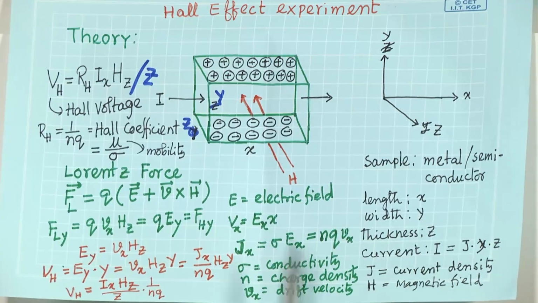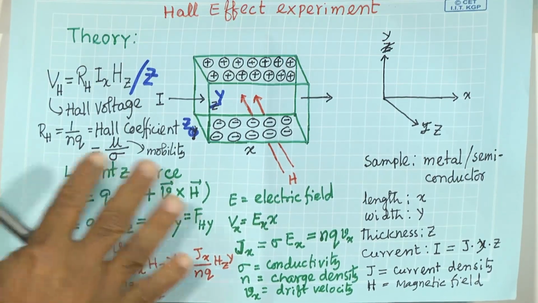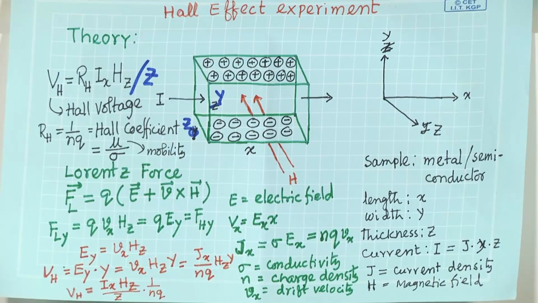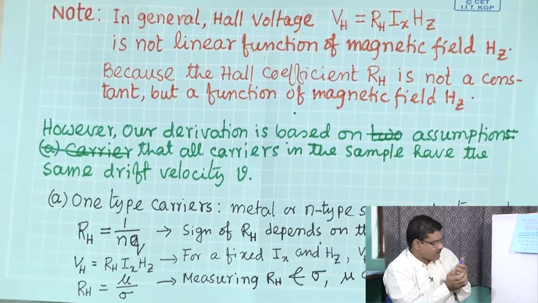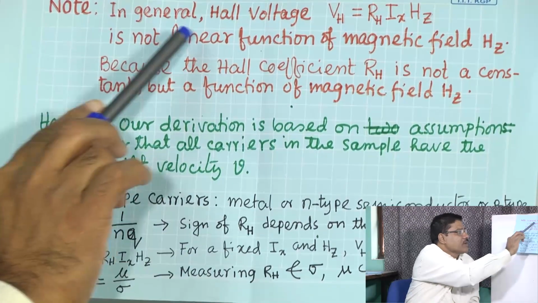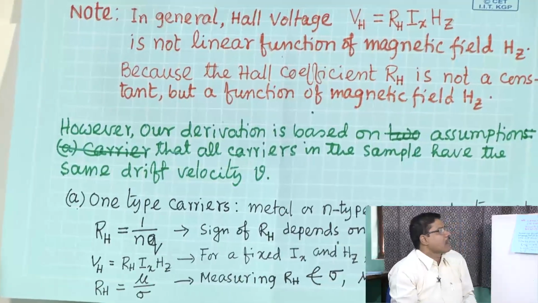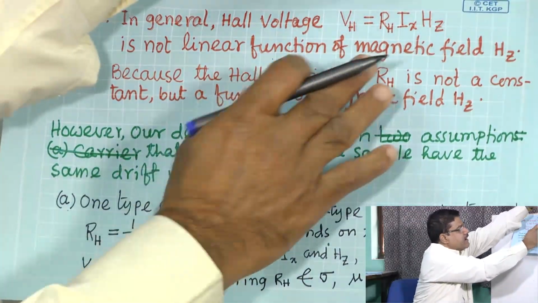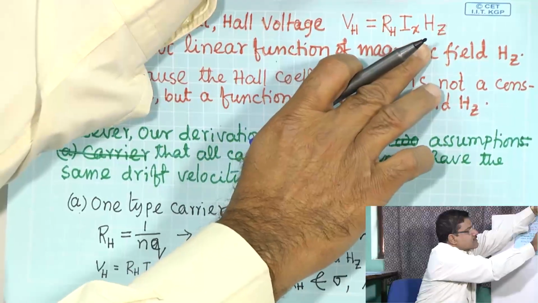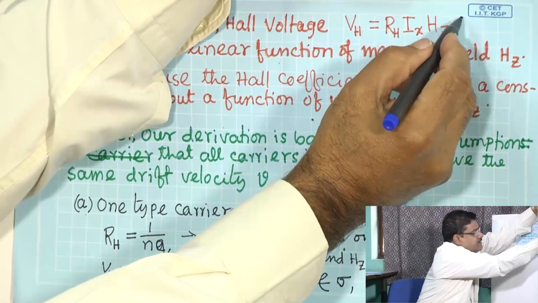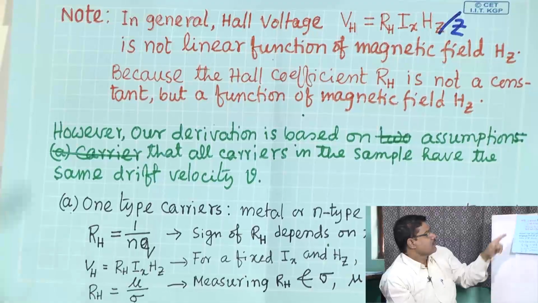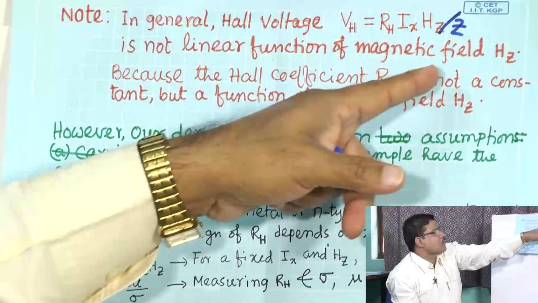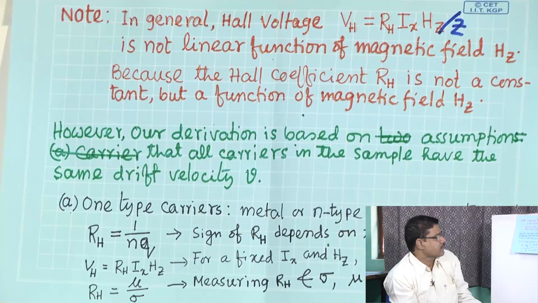I will come later to how to find out the parameters. So this is the basic theory of this Hall effect. Note that in general the Hall voltage VH equal to RH into Ix into Hz divided by Z, that is DC. So it is not a linear function of the magnetic field Hz.